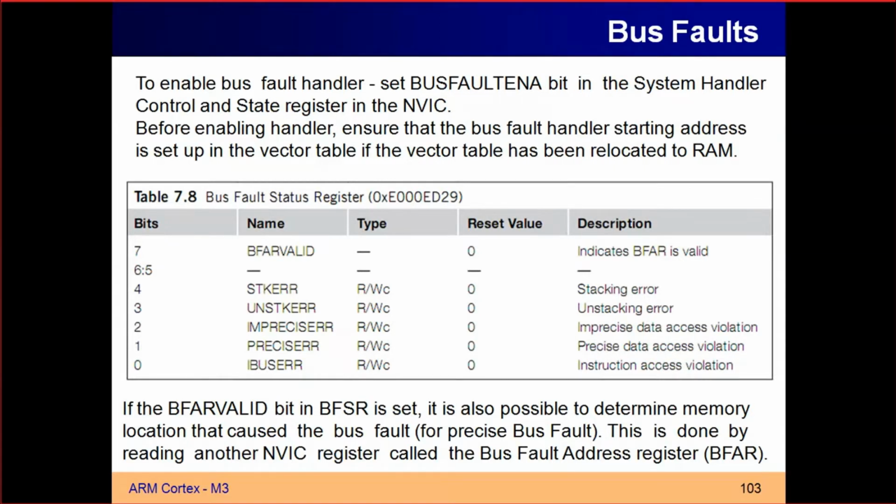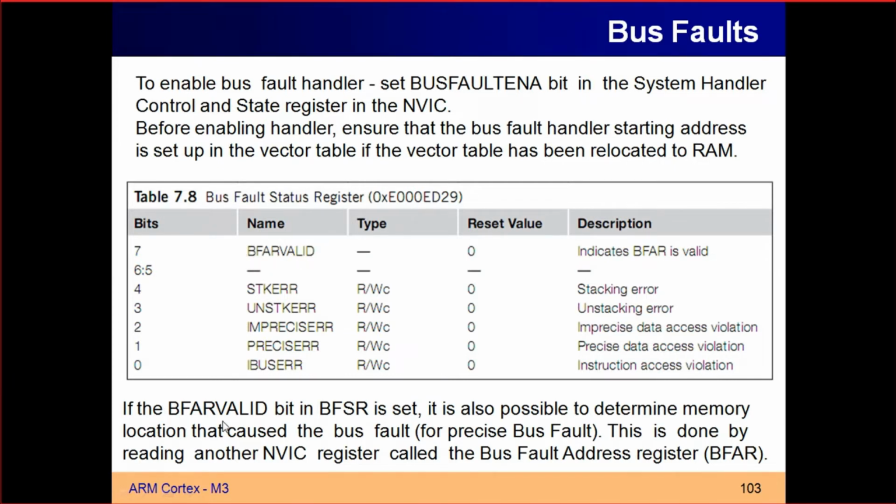Right? So these are the bits present in the bus fault status register. Whenever a stacking error occurs, this bit will be set. This will be set due to an unstacking error. Then imprecise and precise faults are there, which we will see. Then if an instruction access violation occurs, this bit will be set. Then one more bit you can see is known as BFAR valid.